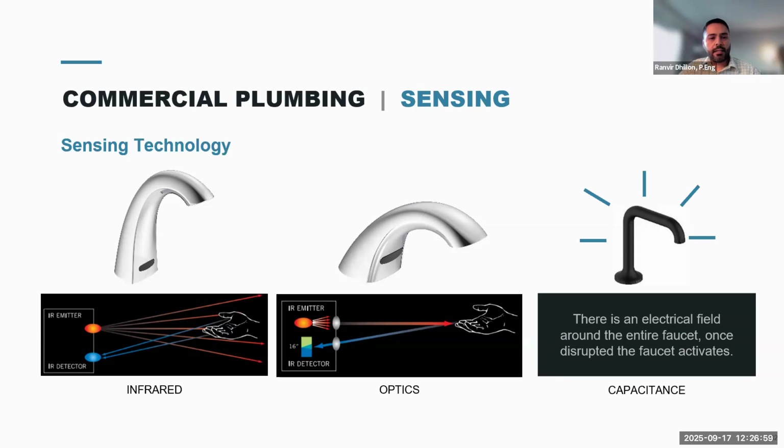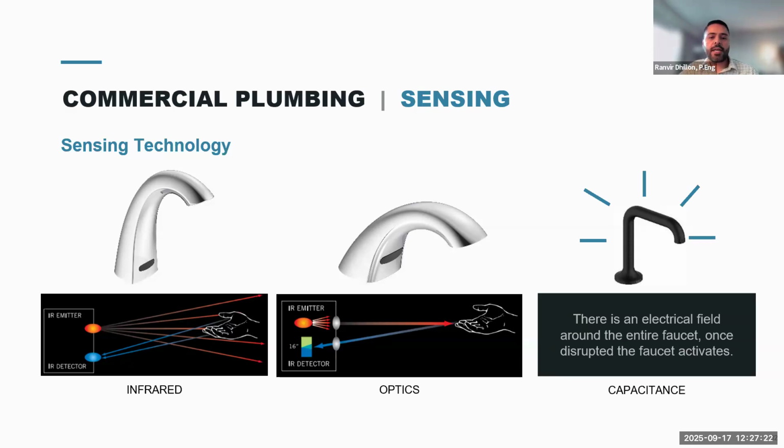Optics is an iteration of infrared technology, a little bit more advanced, and it's a sensing technology that calculates the distance of an object placed in front of it. It only activates when the object is placed within a distance that's preset. It can fairly accurately sense the user's distance regardless of external factors such as light reflection.